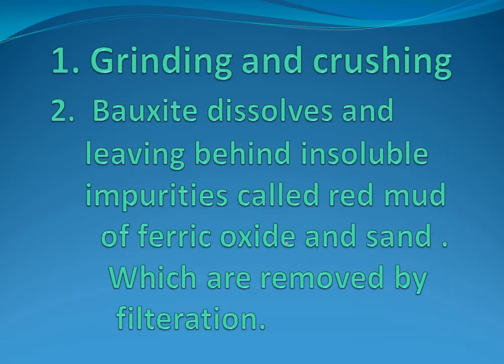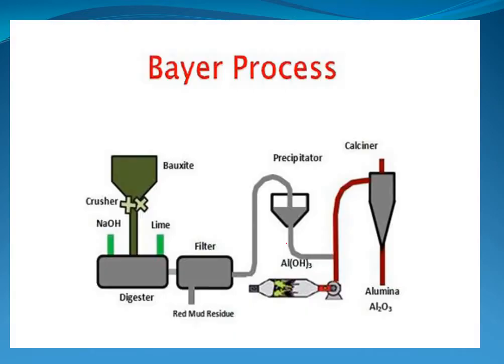So grinding and crushing is the first step for the aluminium extraction, and we will get the bauxite, which further dissolves, leaving behind insoluble impurities that are called red mud, and that red mud will contain the ferric oxide and sand with it. Okay, that we already did.